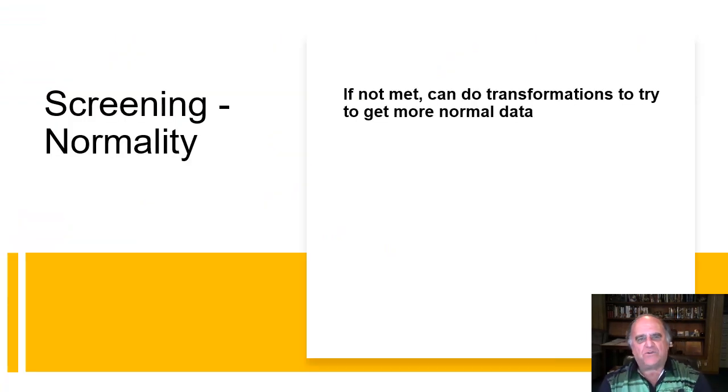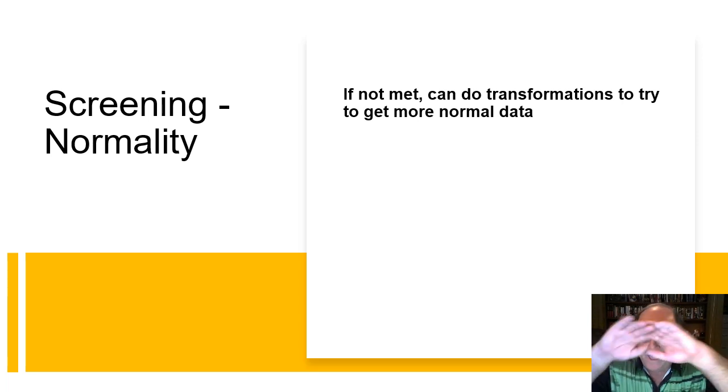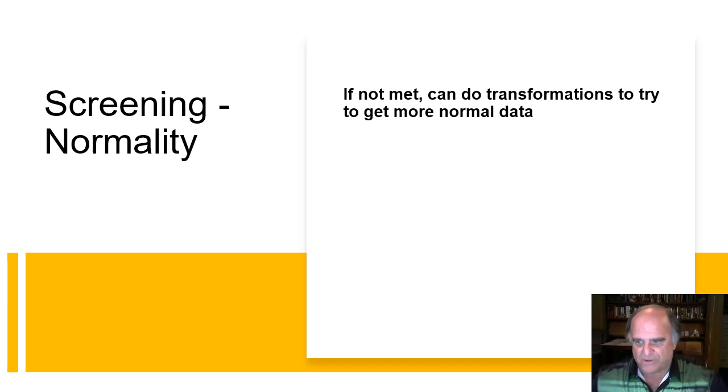So again, in terms of screening and normality, if normality is not met, a lot of times we can do transformations that will give us more normal data. As a matter of fact, we can always force our data into a normal distribution. There's a way to transform our data to basically force it into a normal distribution. That's as old as teaching itself, right? Hey, I'm going to grade based on the normal curve. We can always force scores into a normal distribution.